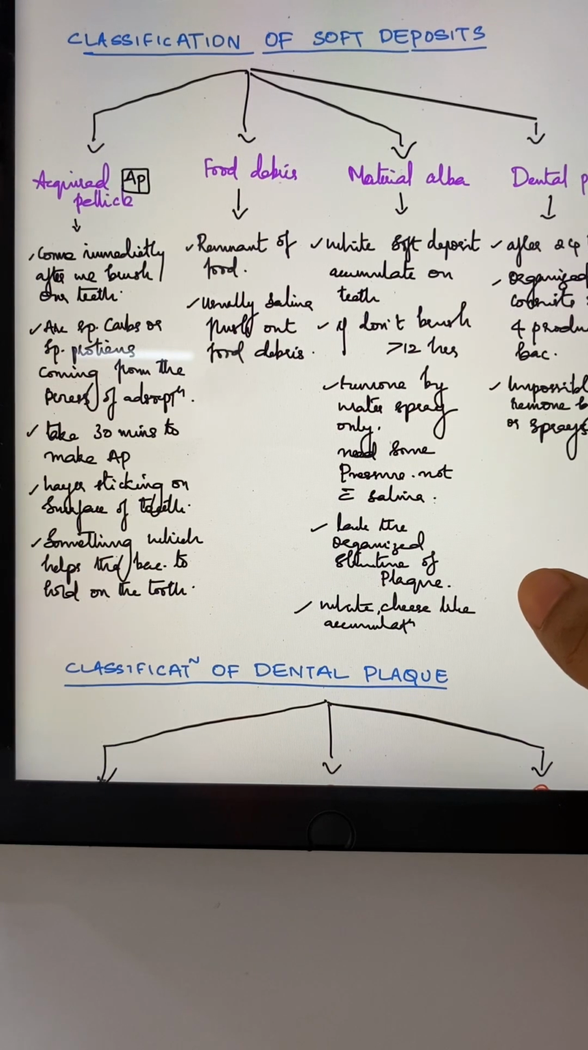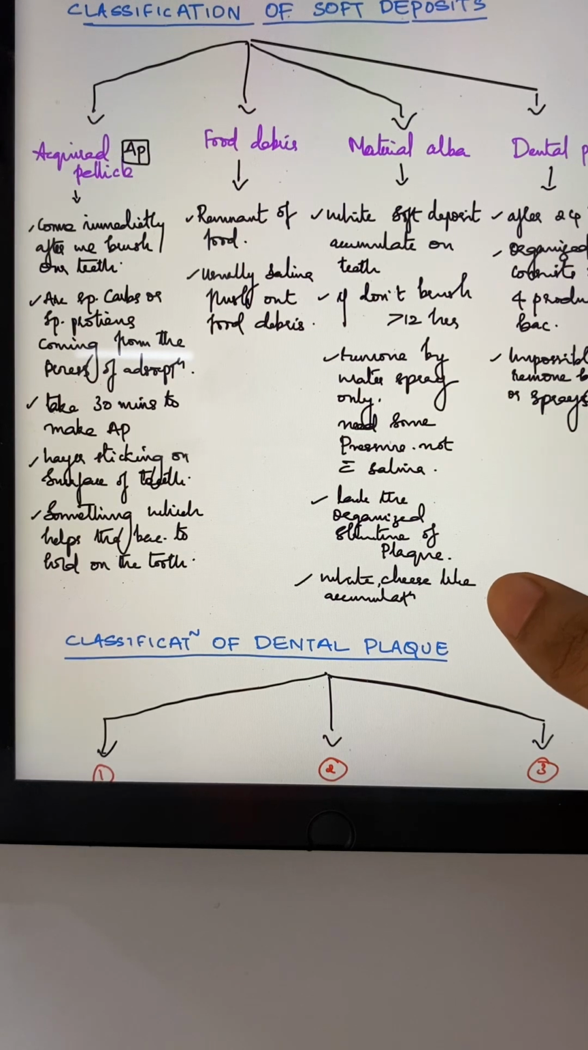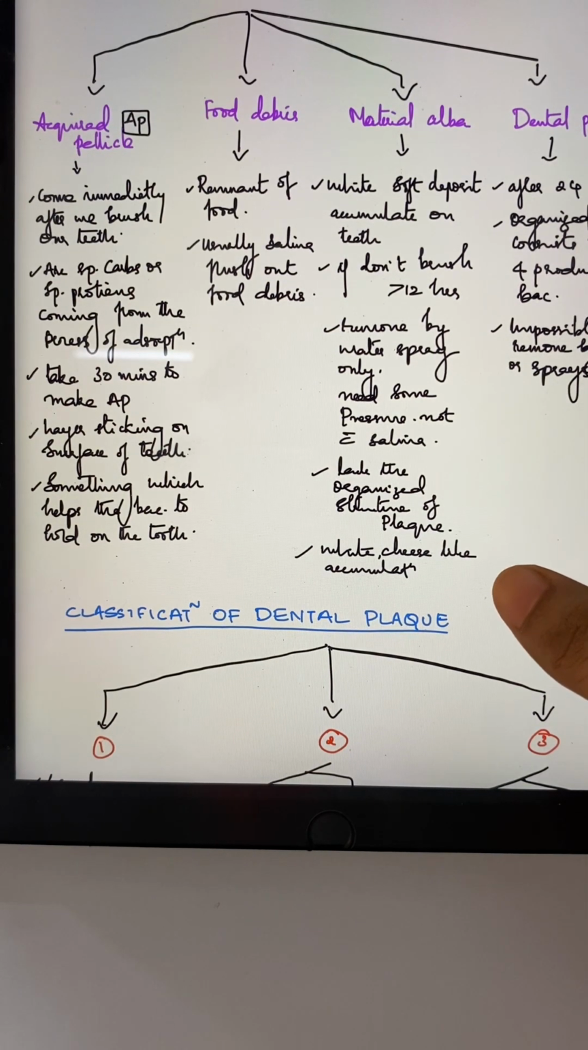The acquired pellicle comes immediately after we brush our teeth. It is made of specific carbohydrates and specific proteins that come from the process of adsorption. This may take approximately 30 minutes to form. This is the layer which sticks on the surface of the teeth, something which helps the bacteria to hold on to the tooth. So this is the acquired pellicle.